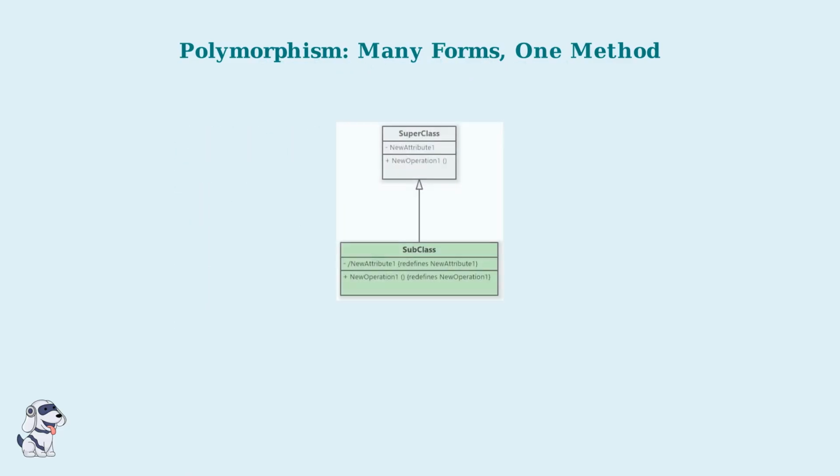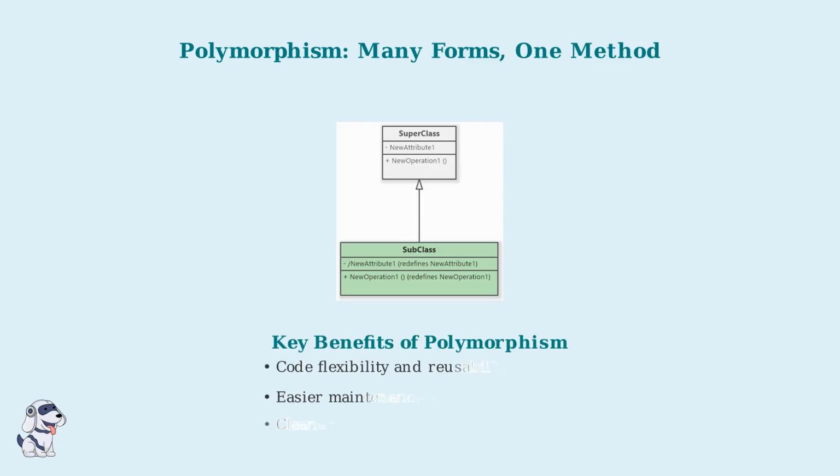This UML diagram shows another example of polymorphism through inheritance. The subclass inherits from superclass but overrides both the attribute and operation with its own implementation. Polymorphism provides several key benefits. It makes code more flexible and reusable, easier to maintain and extend, and creates a cleaner, more organized code structure.